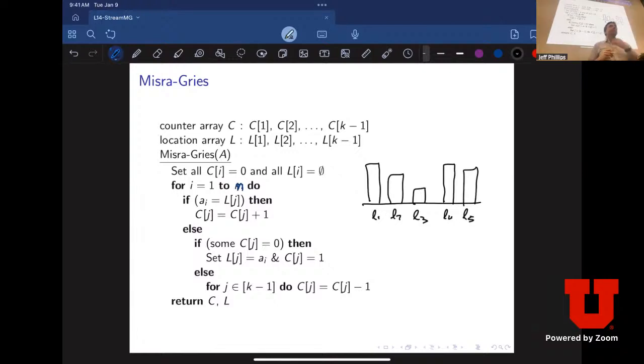So is the error in the amount of occurrences, or is it in the... For each counter, I individually have this guarantee for each frequency.